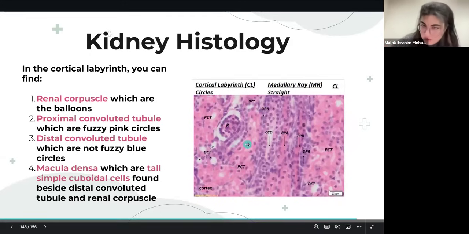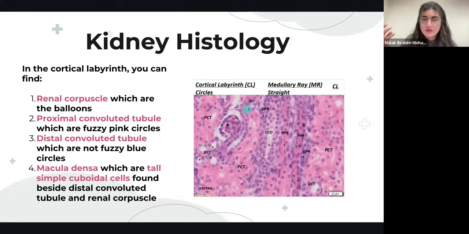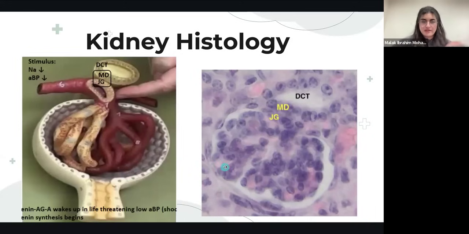Then you are going to see the distal convoluted tubules, which are also circles, but instead of it being pink and fuzzy, it looks more blue. It's fuzzy blue circles. So you can easily differentiate between this and the one that's right beside it, because this is much more blue, because the nuclei is much more prominent blue. Now, this is your macula densa.